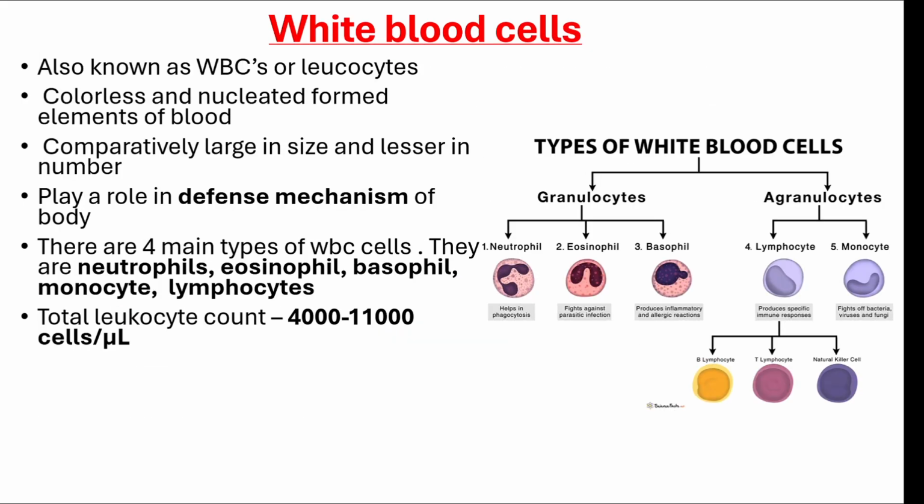Then white blood cells, also known as leukocytes or WBC cells. These are colorless and nucleated formed elements of blood, comparatively large in size and number. They play a role in the defense mechanism of the body. There are 5 types of WBC cells. They are neutrophils, eosinophils, basophils, monocytes, and lymphocytes. Total leukocyte count is 4,000 to 11,000 cells per microliter.